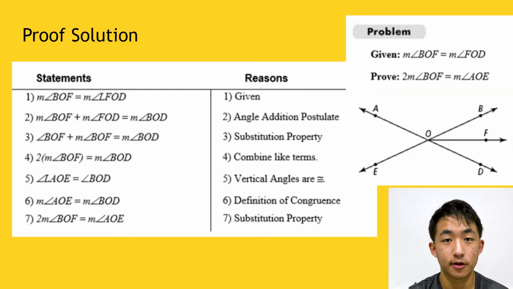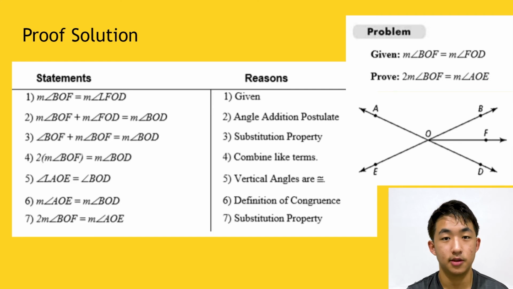Next, use the vertical angles theorem to prove that angle AOE has equal measure as angle BOD. Last but not least, in step 7, use the substitution property of equality and substitute 2 times angle BOF for BOD to prove that the measure of angle AOE is equal to the measure of angle BOF times 2.